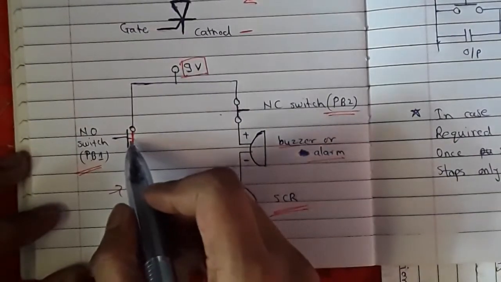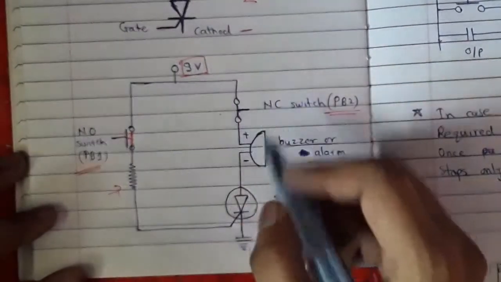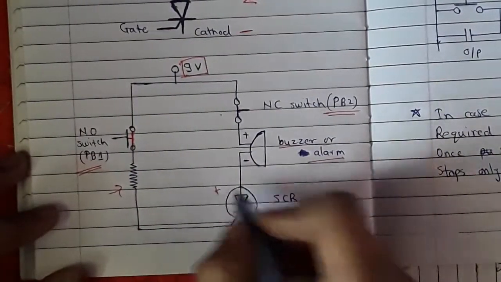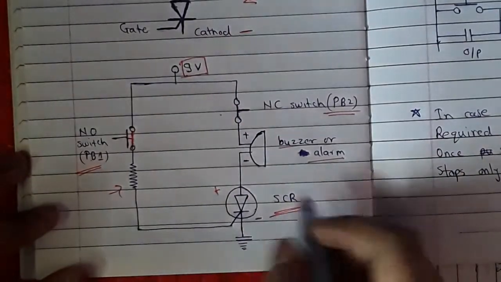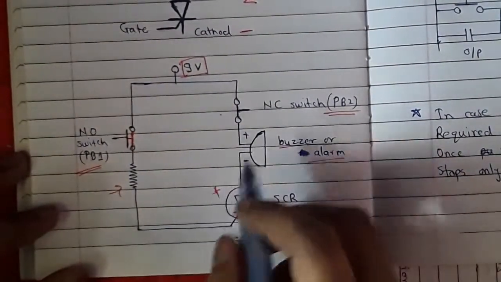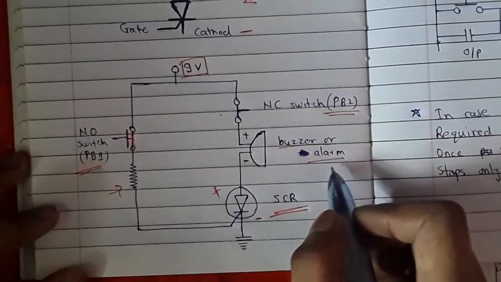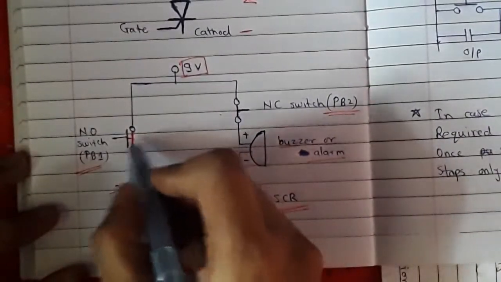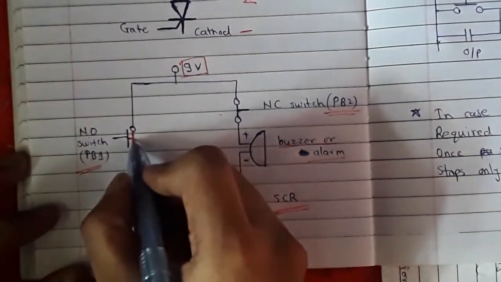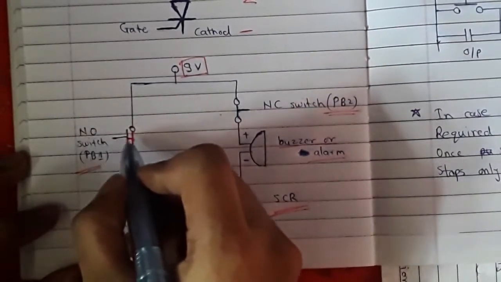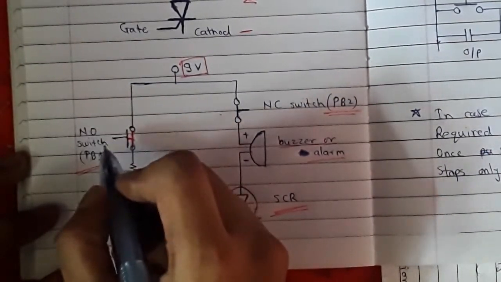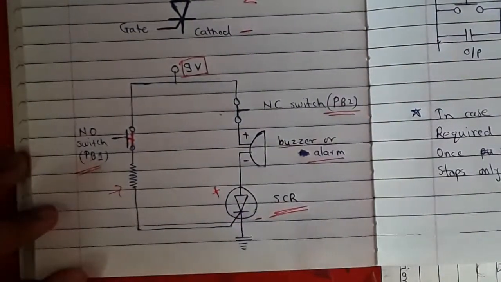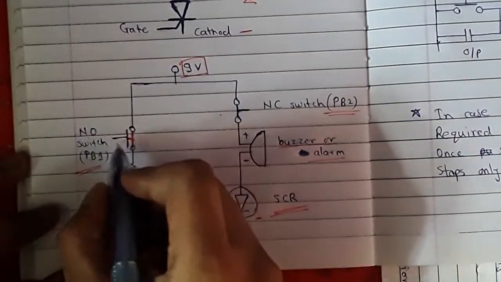When we push this PB1, then the supply from the anode to cathode, that is this is anode, this is cathode, is started and buzzer or alarm will sound. Here friends, when we push it, it goes down and comes to its original position when we release the push button. That is friend, it reaches to its initial position.